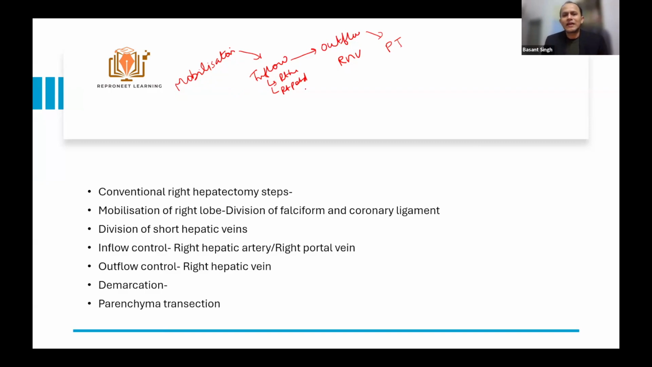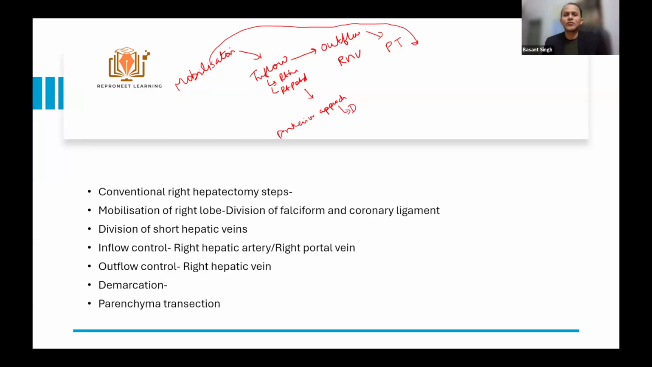Now there is something called the anterior approach. This is your NEET SS question. This is how we do a conventional hepatectomy, but you should also know about the anterior approach. What is the difference between the anterior approach and the conventional approach? Both are anatomical liver resection. The only difference in the anterior approach is that we don't do mobilization first. This step comes last. In the anterior approach, the mobilization of the liver is the last step.